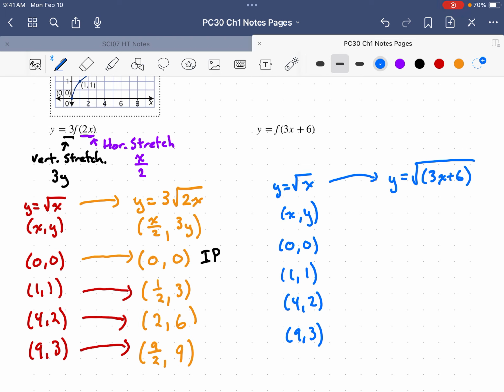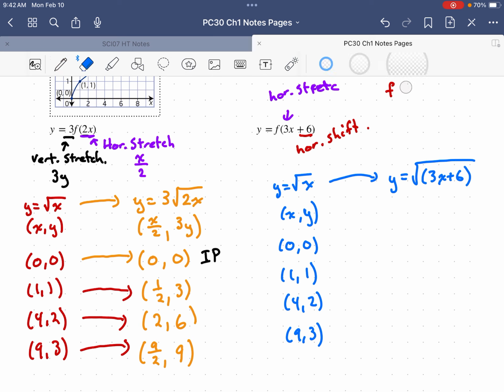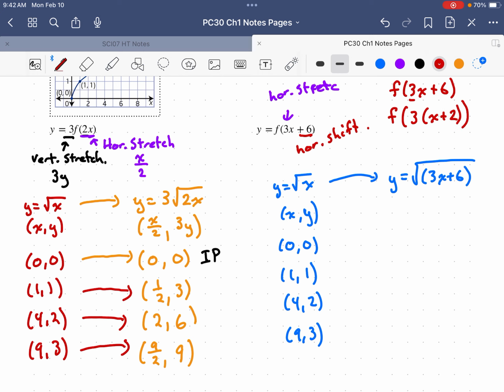But now there's an important part here, okay? This 3 is going to be a horizontal stretch. This 6 is going to be a horizontal shift. But it's not going to go left 6. What we have to do is, when it's all attached to the variable like this, we have to factor out so that our x is by itself. So our f of x, 3x plus 6, we have to factor out so that our x has a coefficient of 1. This becomes f of 3x plus 2. Now this is our horizontal shift.